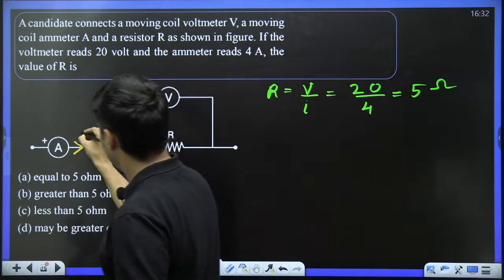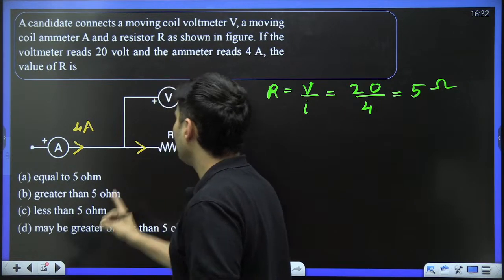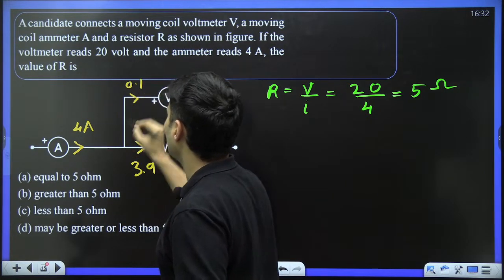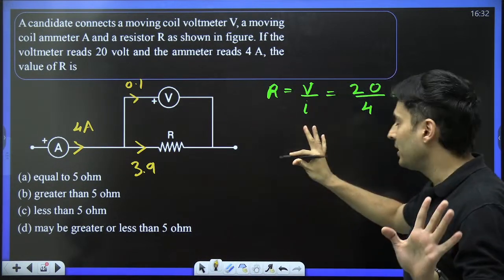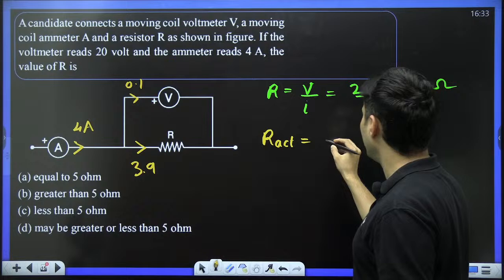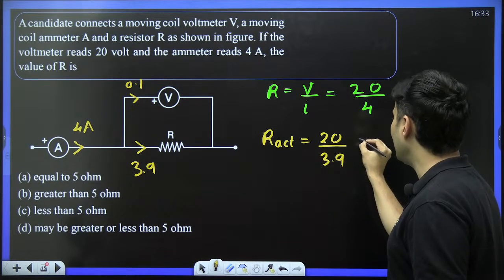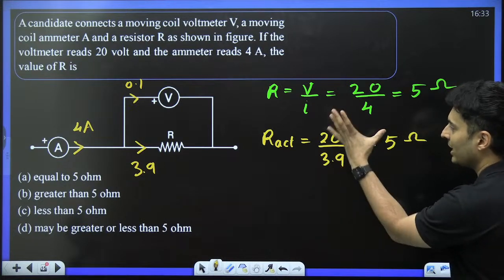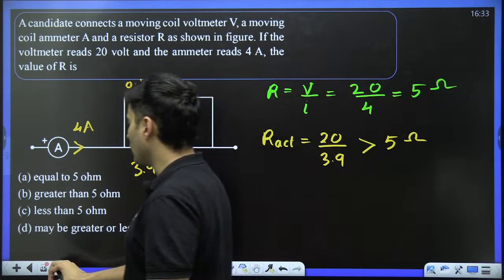4 amperes of current is flowing, but not all of that 4 amperes goes here. Maybe 3.9 amperes goes here, and maybe a small current goes over here. So if I measure the actual resistance, the voltage is 20, but instead of the current being 4, it will be 3.9, which means it will definitely be more than 5 ohms, because when you make the denominator smaller, the ratio increases. So it won't be 5. Hence the answer is option B.